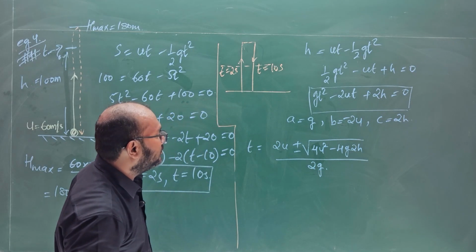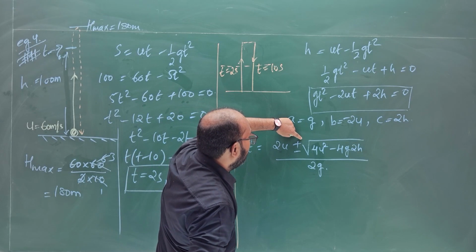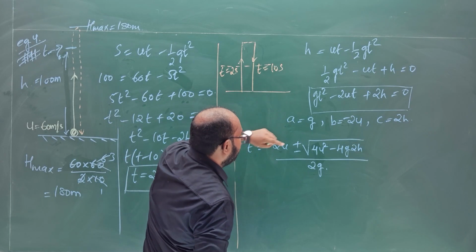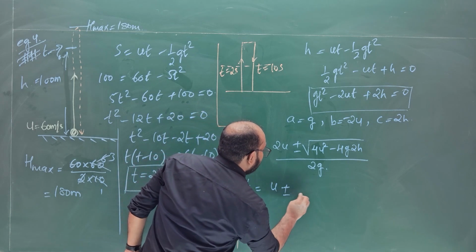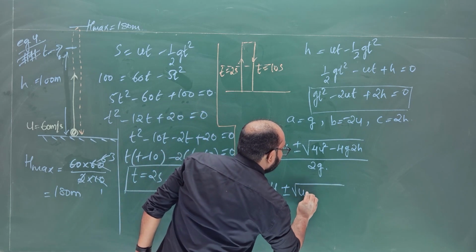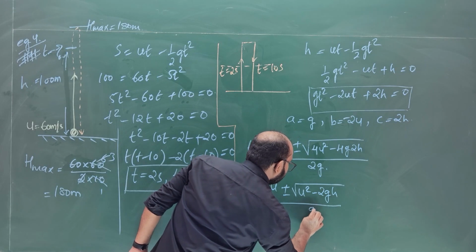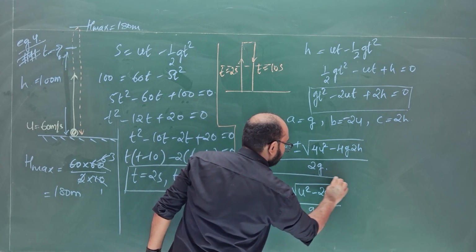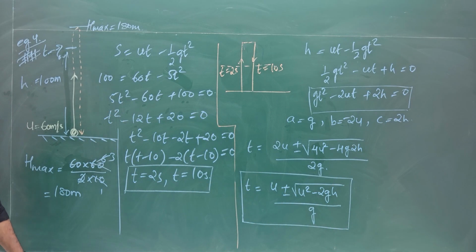Can anything be taken as common? Yes, 4 can be taken as common from here. And the root of 4 means 2, the 2s get cancelled. So t is equal to, can I write, u plus or minus under the root of u square minus 2gh, upon g. Okay, this equation can also provide you the time.